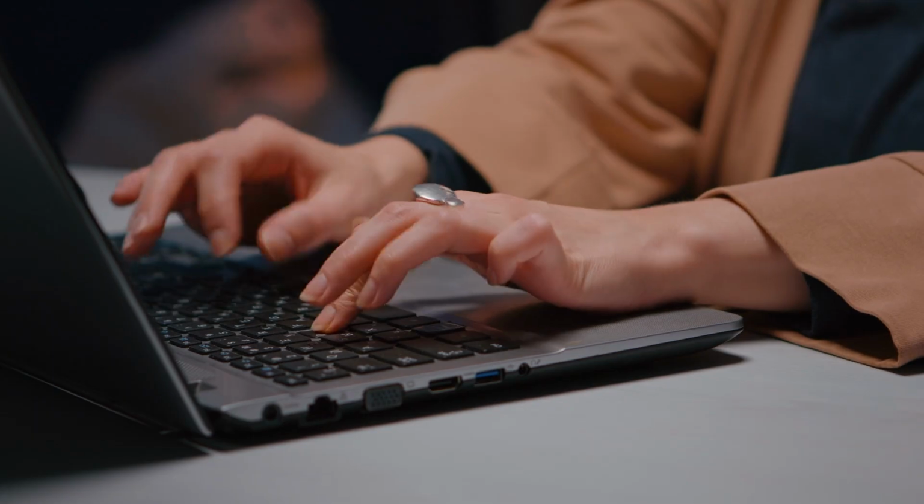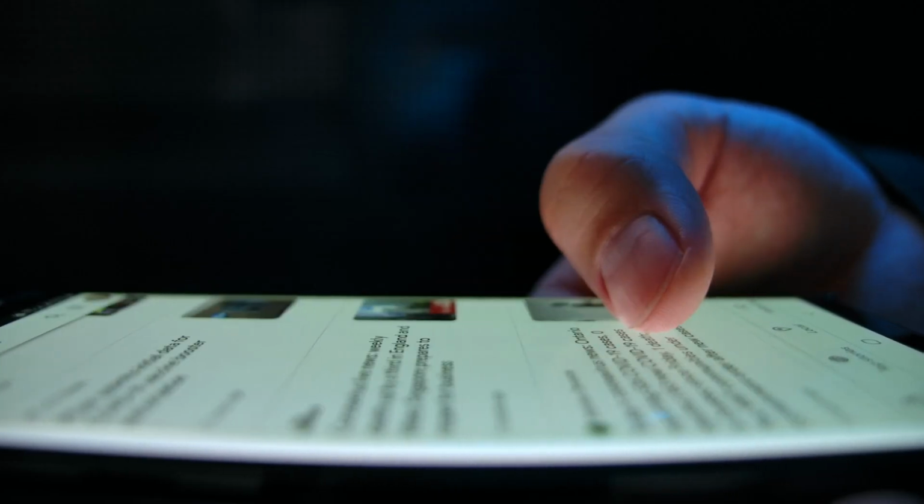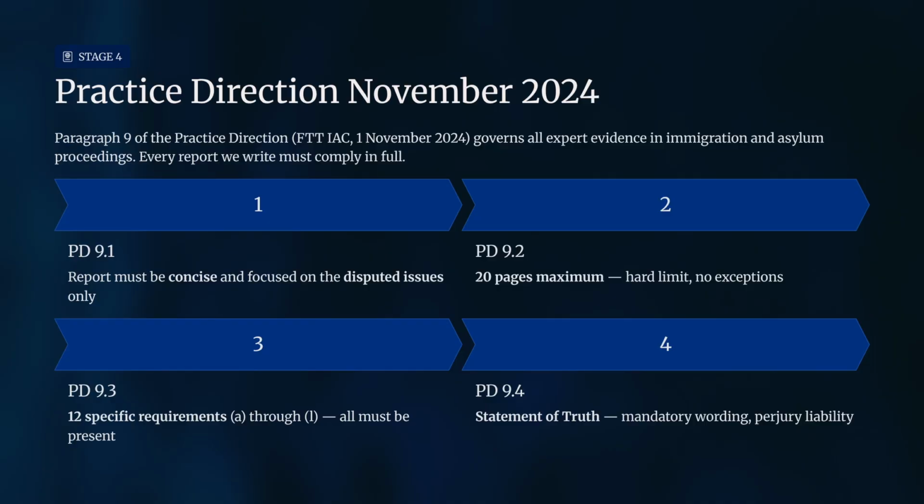On the 1st of November 2024, the First-tier Tribunal of the Immigration and Asylum Chamber published a new practice direction. Paragraph 9 governs expert evidence. Every expert report must comply. Paragraph 9.1 says expert reports should be as concise as possible and focused on the issues in dispute which are within the author's field of expertise.